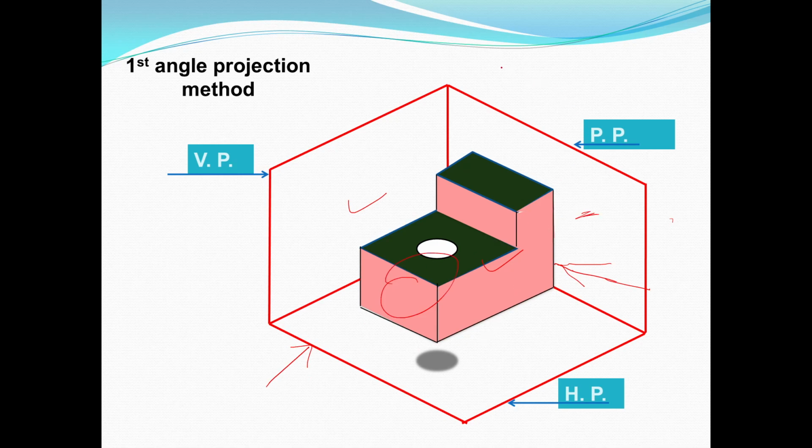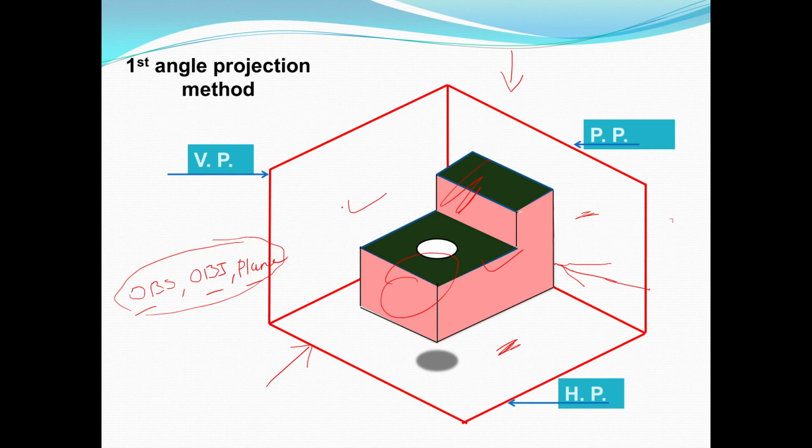And for the top view: observer, object, and this is the plane. So the combination for the first angle method of projection, that is, the object is in the first quadrant, is observer, object, and plane. If this combination is there, then it's called the first angle method of projection, or the object is in the first quadrant.